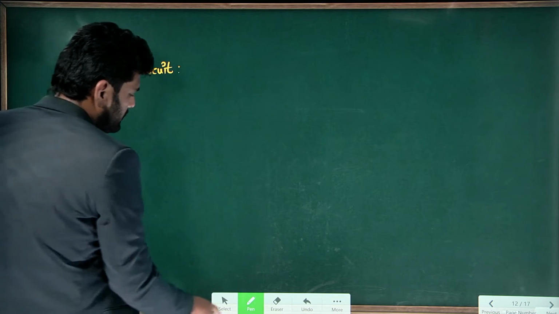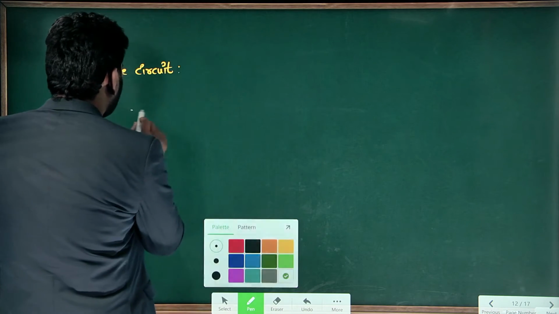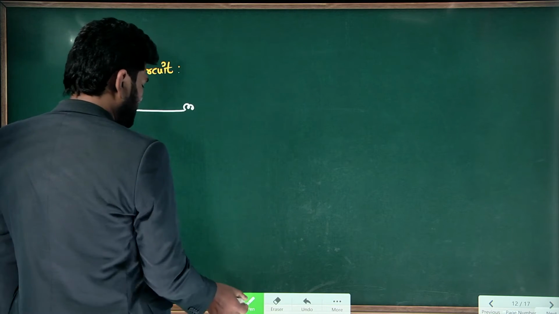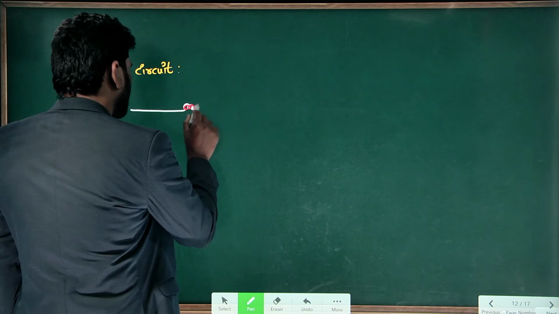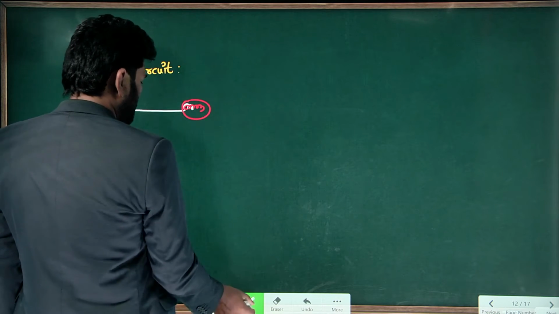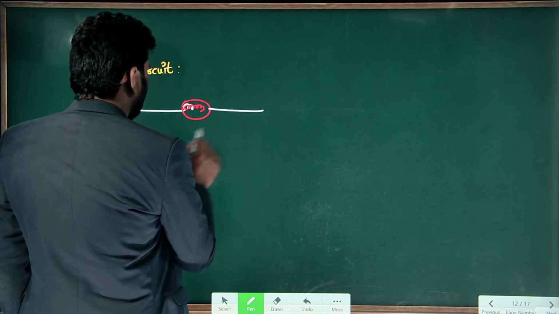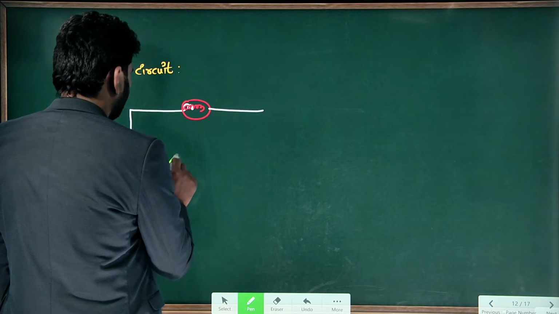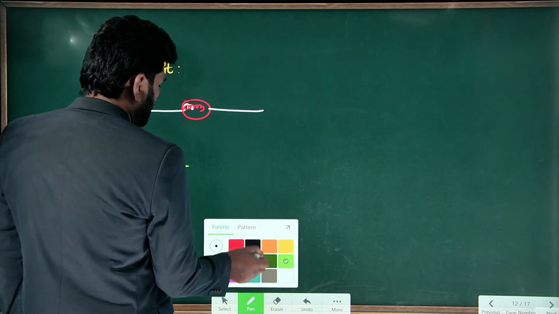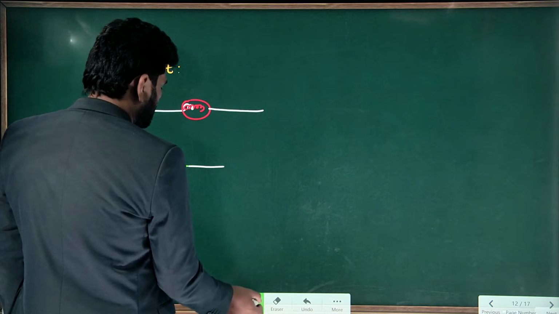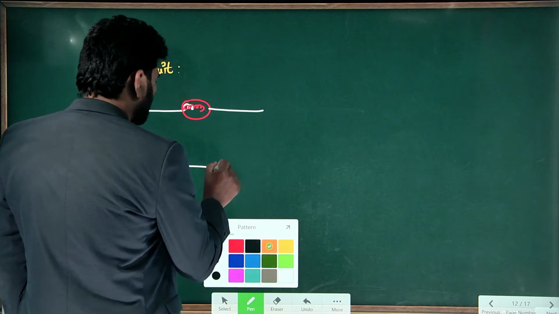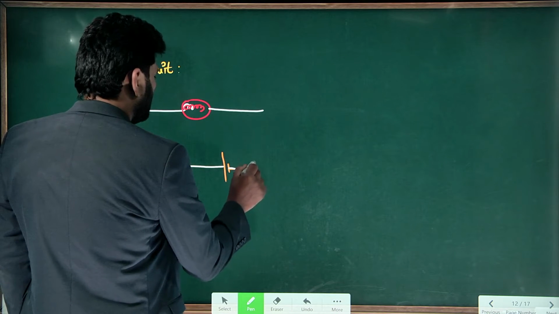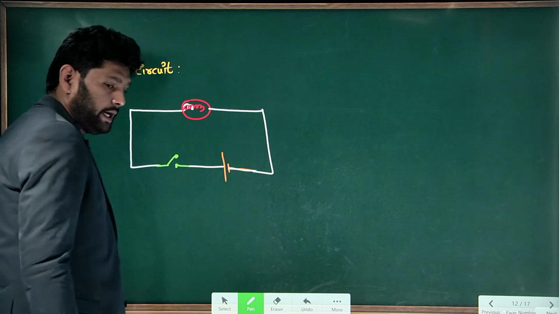Simple circuit. This is a connecting wire. To the connecting wire, I connected a bulb, and this bulb is connected with the key. This is a key, and again a connecting wire. These connecting wires are connected to the source. This is a source, and this is the way we have a circuit.